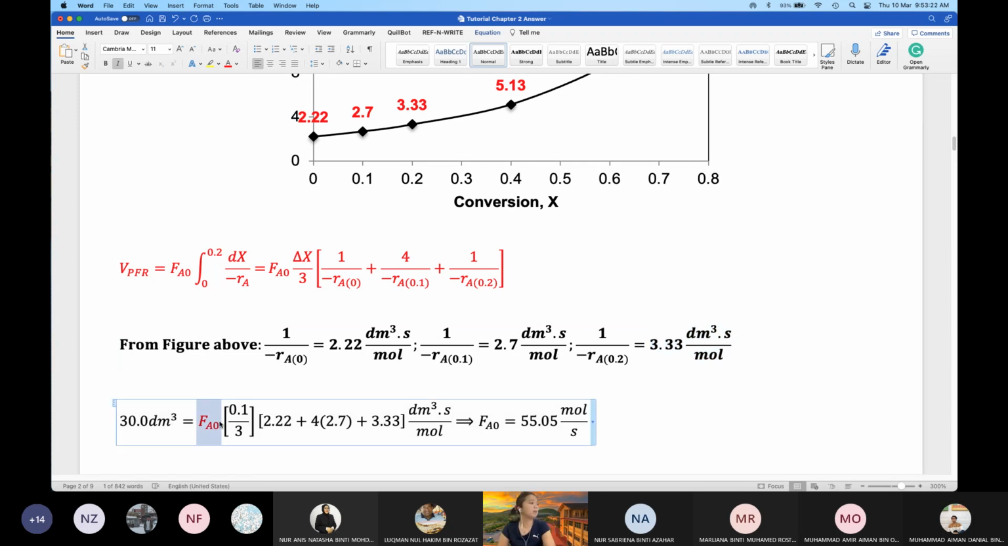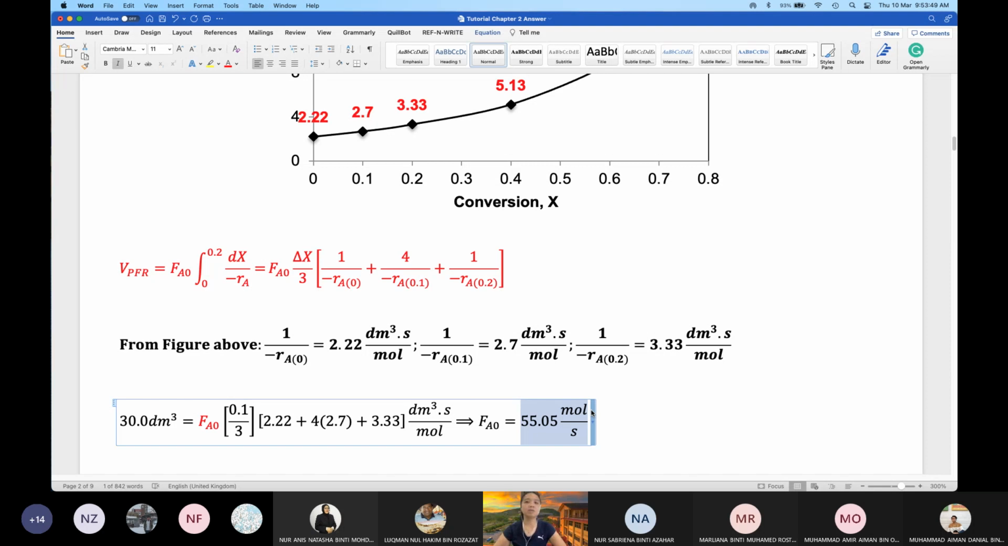Okay, so kalau kamu nak buat pembatalan unit pun boleh. You realize you can cancel your dm cube unit. You are left with mole per second. So of course lah, mole per second, mole per time, molar flow rate. So you calculate this correctly, you get your FA0 55.05 mole per second, which is initial molar flow rate of A for the PFR. Okay, so soalan ni sebenarnya tak susah.